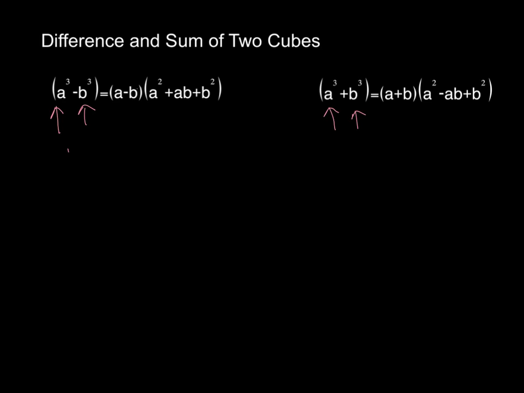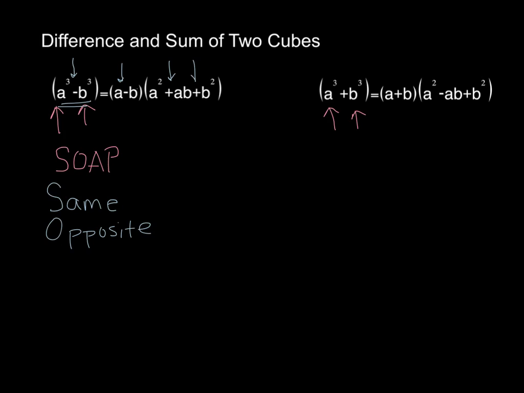And there's a mnemonic that I use called SOAP that will help you remember what signs you need to have. So you'll notice that this is a minus sign, and this one is the same. That is what the S stands for, same. The next one is opposite of this original sign. That is opposite. And this last one is always positive.